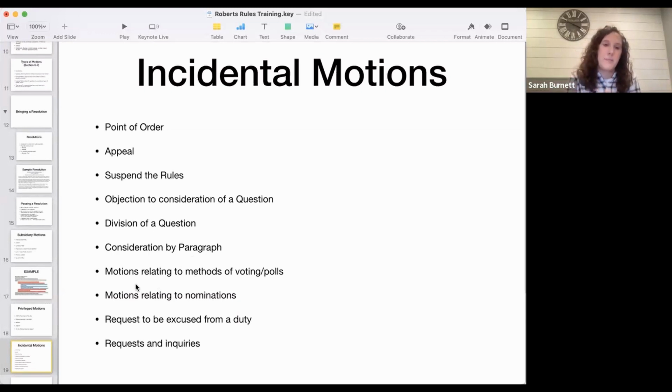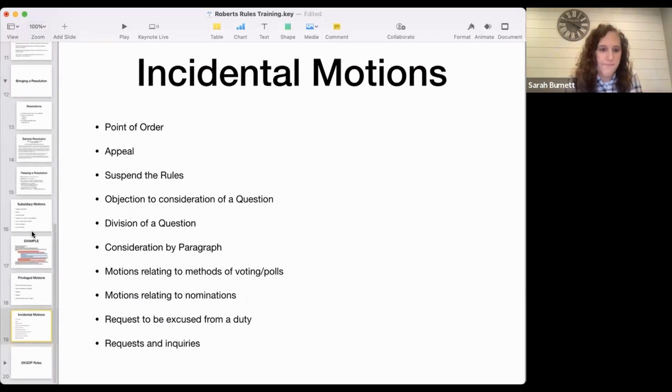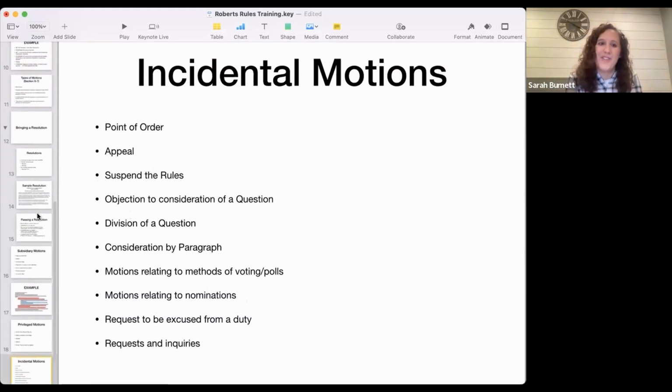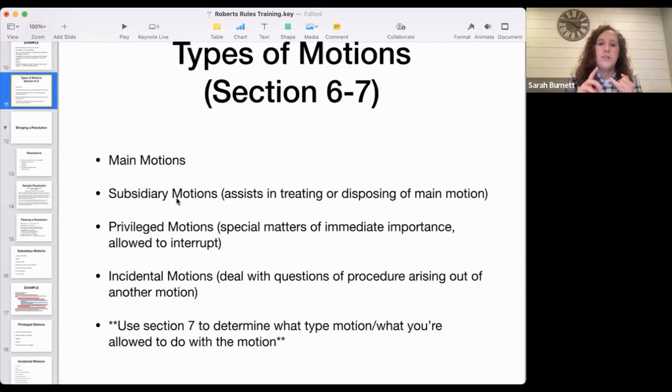And I have friends who participated in the Iowa caucuses, and they followed some of this. It's just a lot of eyeballs, a lot of opportunity to use a point of order if something's out of line. So anyway, there's a lot in here. The chapter on voting is extensive in Robert's Rules of Order, and the section on nominations. Then you can request to be excused from a duty, or requests and inquiries. Point of order, appeal, division, and suspend the rules are used pretty frequently. The rest of these, not as frequently. Okay, there you go. Those are all the types of motions: main motions, subsidiary motions, privileged motions, incidental motions.